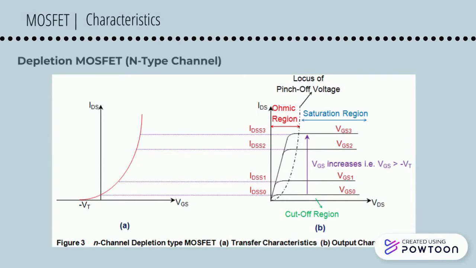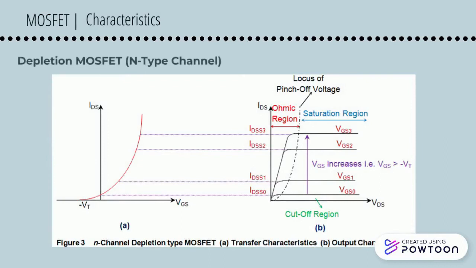The ohmic or linear region is a region where the current IDS increases with the increase of the value of VDS. When a MOSFET is made to operate in this region, it can be used as an amplifier. The last one is the saturation region. In the saturation region, the MOSFET has its IDS constant in spite of an increase in VDS, and this occurs once VDS exceeds the value of the pinch-off voltage.